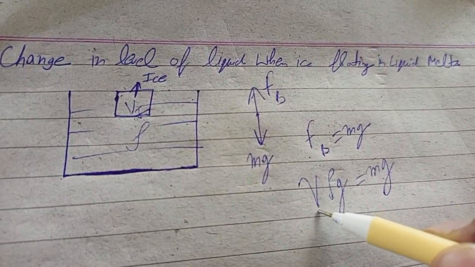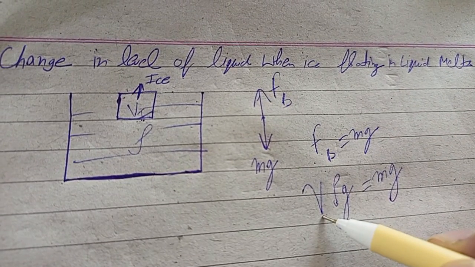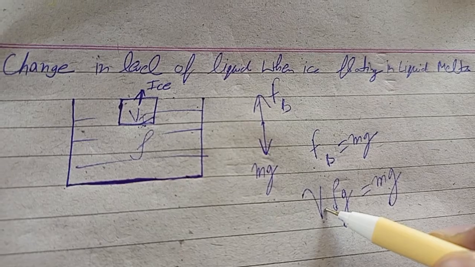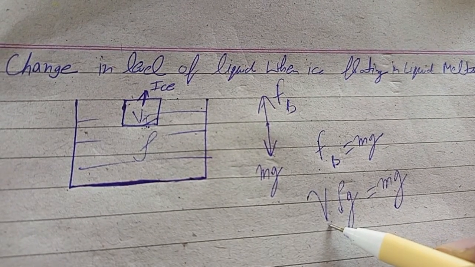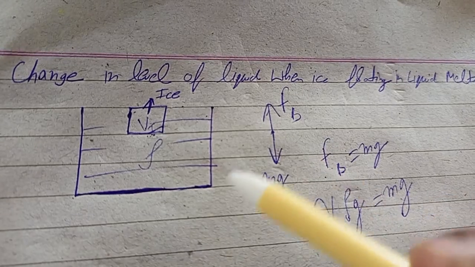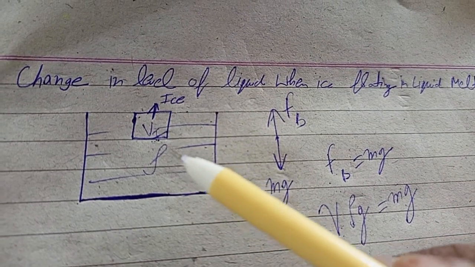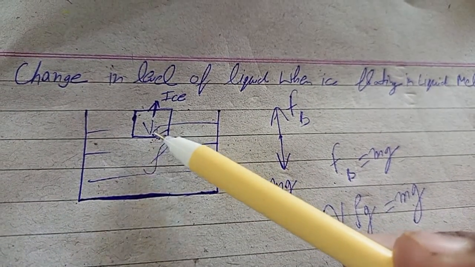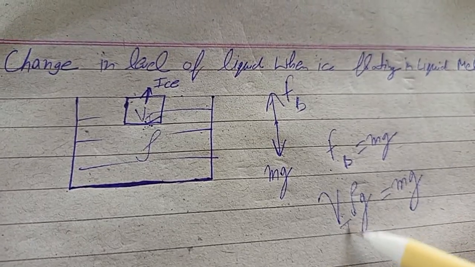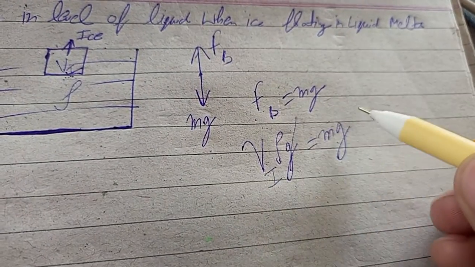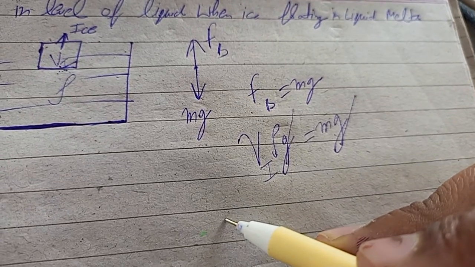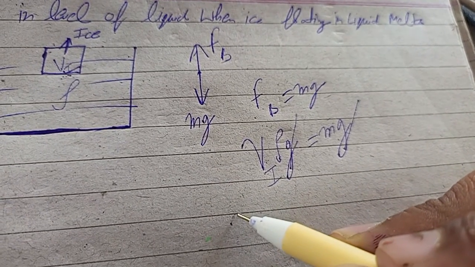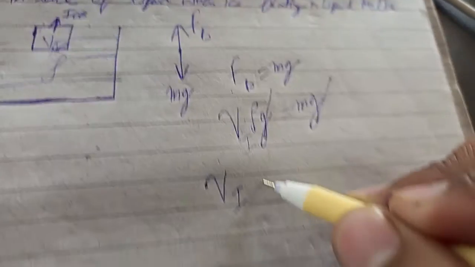So what is the meaning of this V? This V is nothing but the portion of the ice cube which is inside this liquid. Vi is the volume of ice which is inside this liquid, so it is Vi. So I will cancel g. Vi into rho equals m. So I can write Vi equals m by rho. This is equation first.